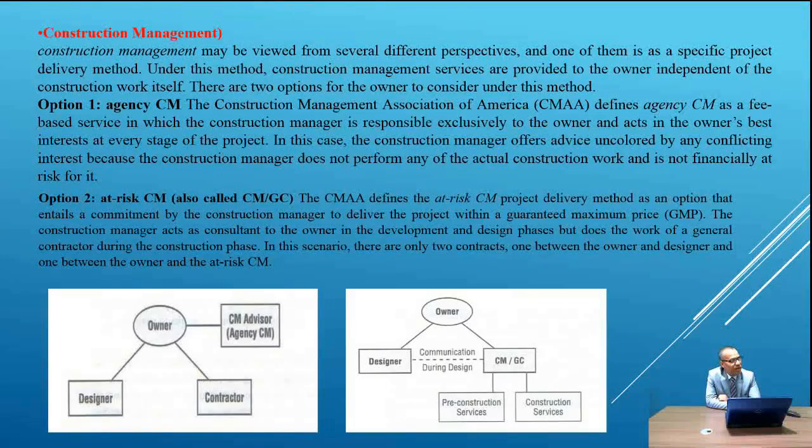واضحة من خلال الفيجر الأول اللي هو relationship between owner, contractor, designer، يضاف إليها advisor agency CM اللي هو الكونستراكشن مانجر. الأوبشن الثاني at risk CM، يعني هنا راح يدخل بالمخاطرة ويتحمل جزء من المخاطرة، also called CM over GC. The CMAA defines the at-risk CM project delivery method as an option that entails commitment by the construction manager to deliver the project with a maximum price. The construction manager acts as a consultant to the owner in the development and design phases, but does the work of general contractor during the construction phase.